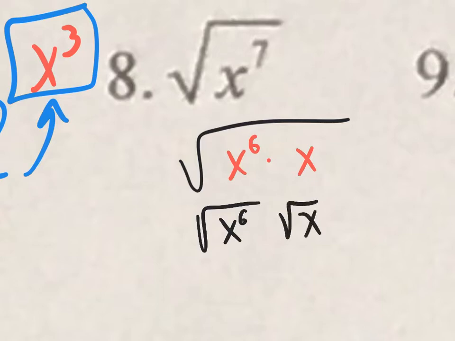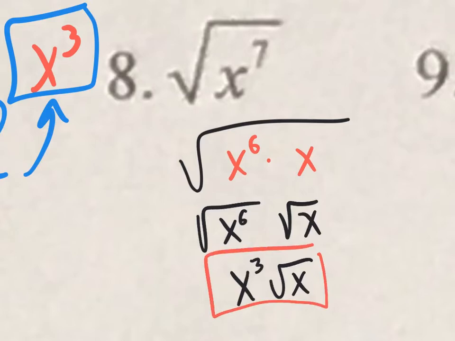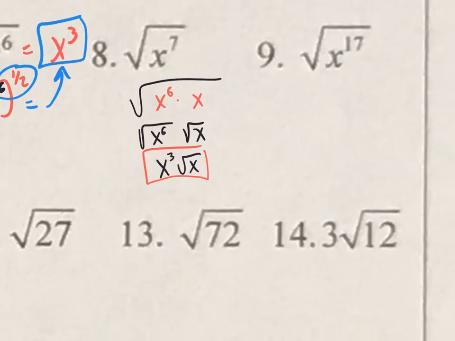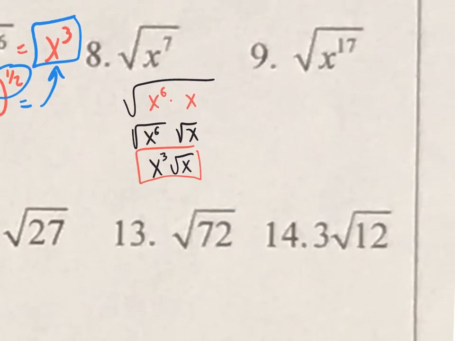And you should get, what's your final answer? X to the third square root of x. If you don't understand that, you need to understand it, or else you're going to miss one on the quiz tomorrow. It's on there for sure. Maybe that exact one. You guys could try number 9. I'm pretty sure you could get it. Once you understand it, you'll be able to even look at this and know the answer is going to be x to the 8th times the square root of x, right? Once you get it.